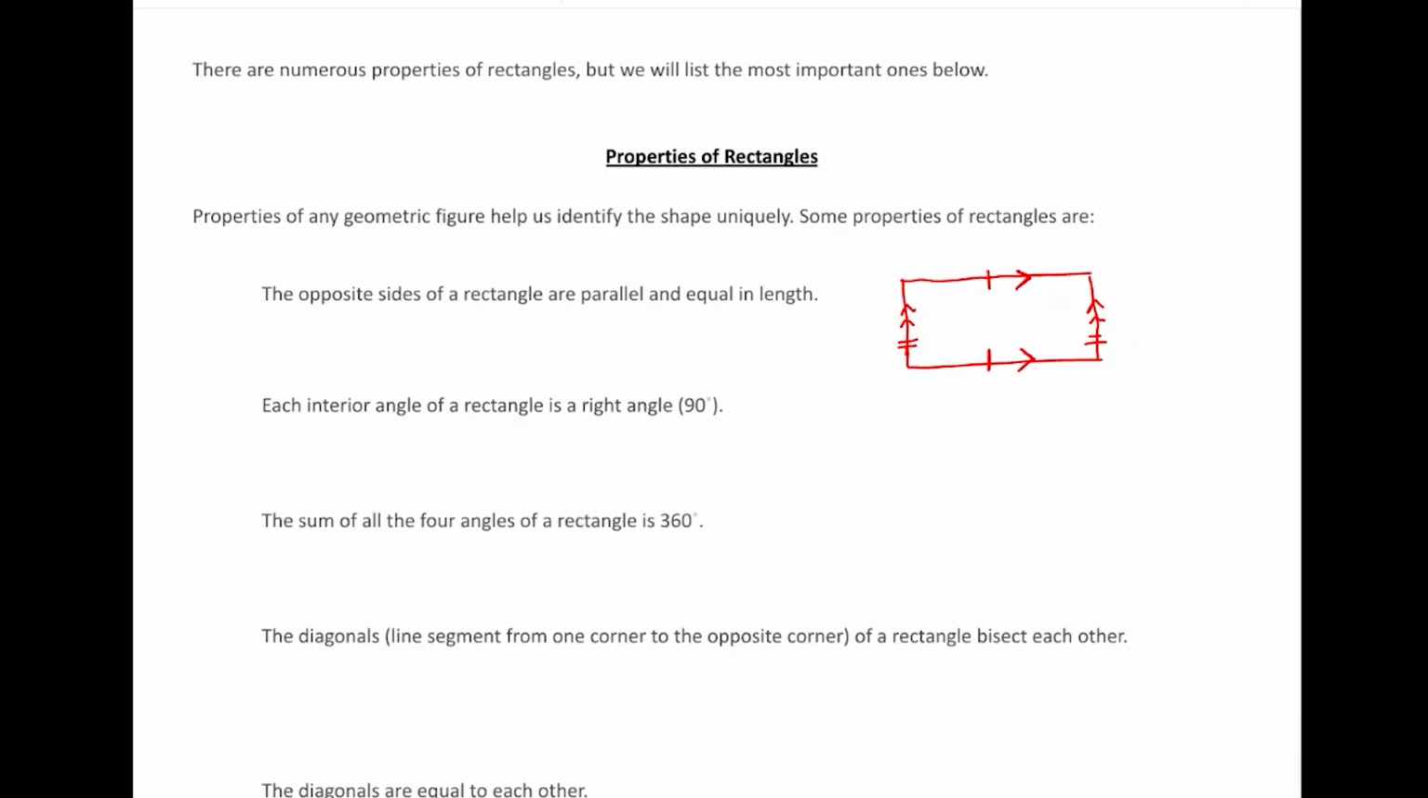So for lines that are parallel, we're going to use the symbol like this, and then for equal in length, we'll use just a little dash to show what that means. Another property that rectangles have is that each angle on the interior of the rectangle is a right angle. And so last time we talked about right triangles, which were triangles that had a right angle in them. All rectangles will have right angles. All the angles have to be 90 degrees in order for it to be a rectangle in the first place.